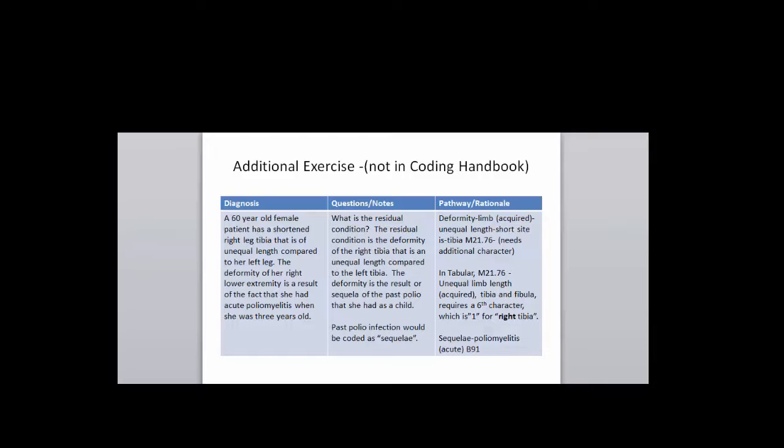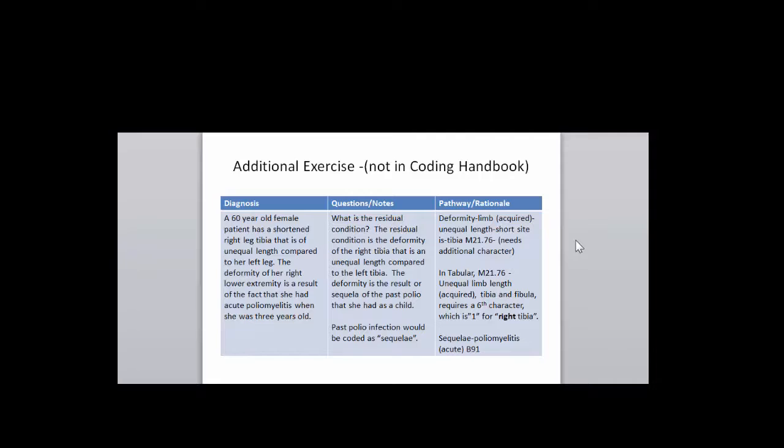So what is the residual condition in this case? The residual condition is the deformity of the right tibia that is an unequal length compared to the left tibia. And the deformity is the result, or the sequela, of the past polio that she had as a child. So that past polio infection would be coded as a sequela. So in our pathway, we begin with the main term deformity, next term limb, acquired. In other words, it was not something she was born with. If she had been born with that shortened length, that would be congenital. Acquired, unequal length, site is the tibia.